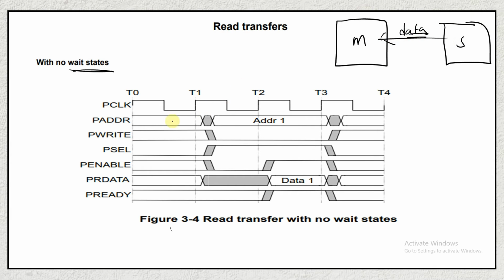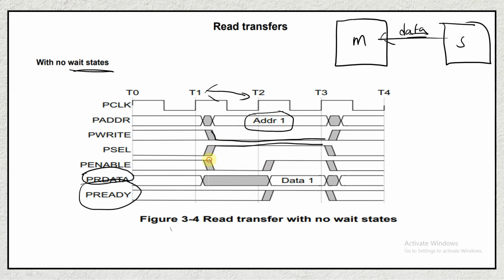Now we have PCLK, PADDR, PWRITE, PSEL, PENABLE, PRDATA. In the case of read operation, we are going to use this bus which is known as PRDATA, and PREADY is used to know the readiness of your slave. Now in the T1 to T2 cycle, you are going to provide the address associated with our transfer, and your PWRITE is equal to 0. That means we are going to perform a read operation. And PSEL is equal to 1, that means a slave has been selected.